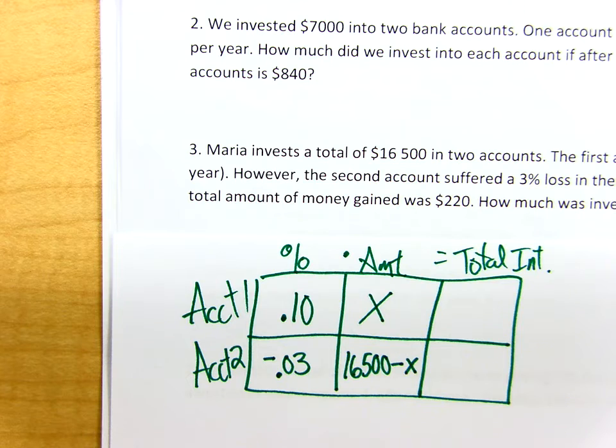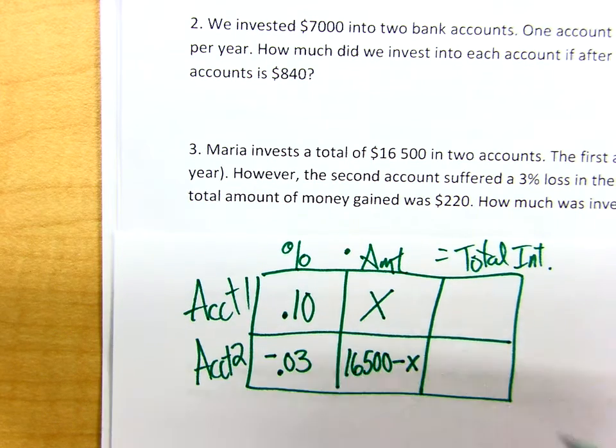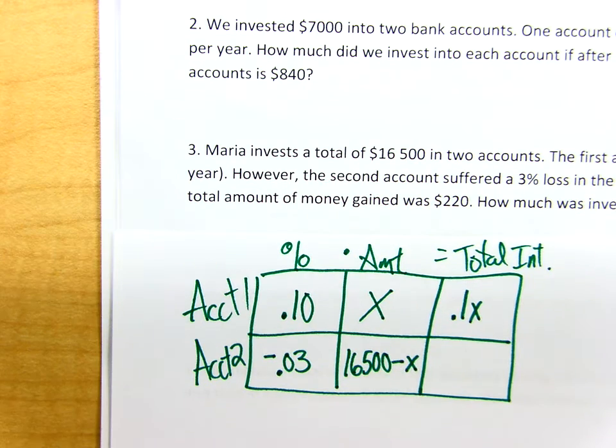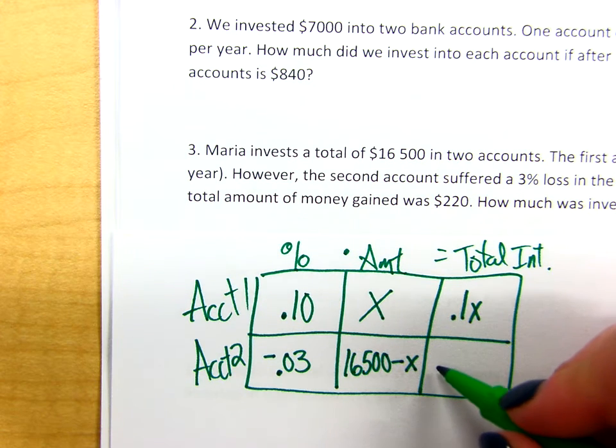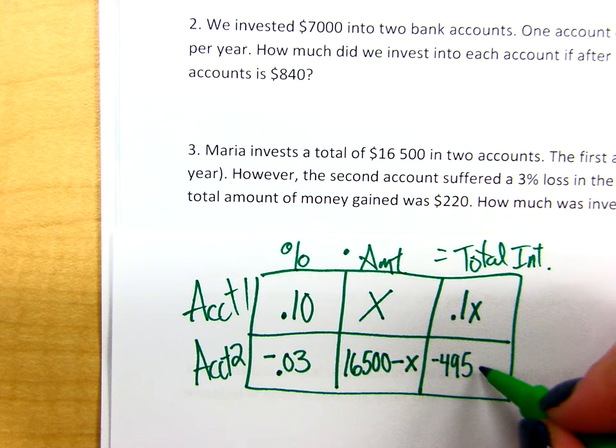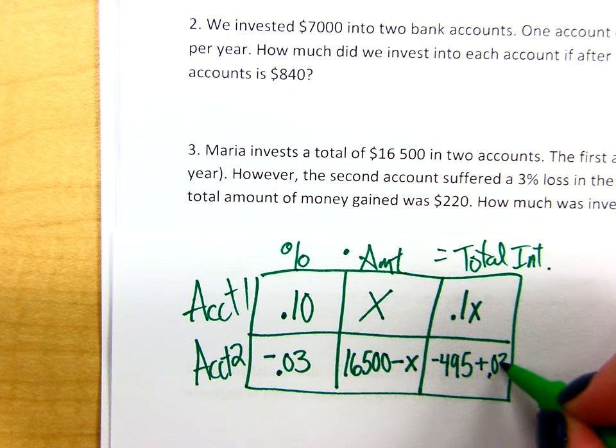Okay. So now, once you have those two columns filled, you just multiply straight across. I got 495. That's okay. And that would be a negative 495, and then a positive 0.03x.